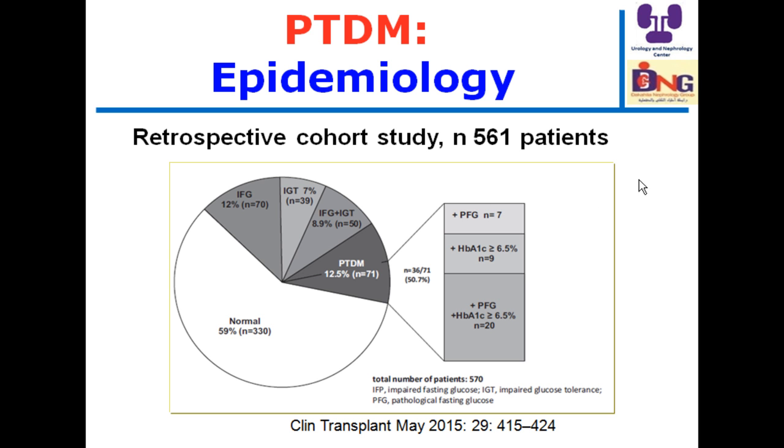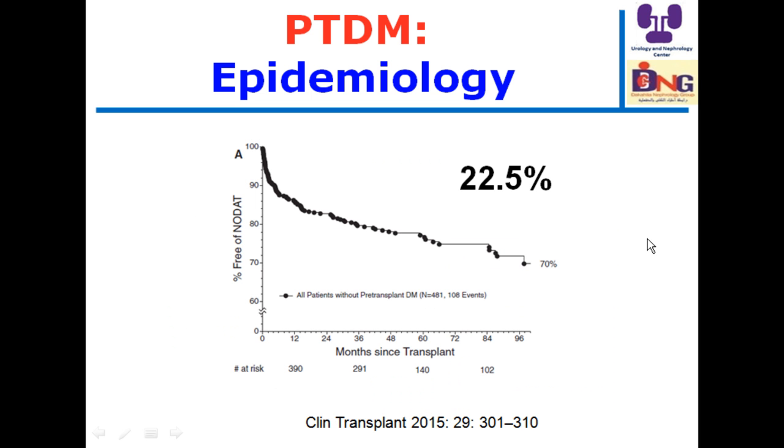If you look here, normal glycemia is witnessed in approximately 60% of the patients. However, post-transplant diabetes was diagnosed in 12.5%. Impaired fasting glucose is diagnosed in 12%, impaired glucose tolerance in 7%, and combined impaired fasting and impaired glucose tolerance in 8.9%.